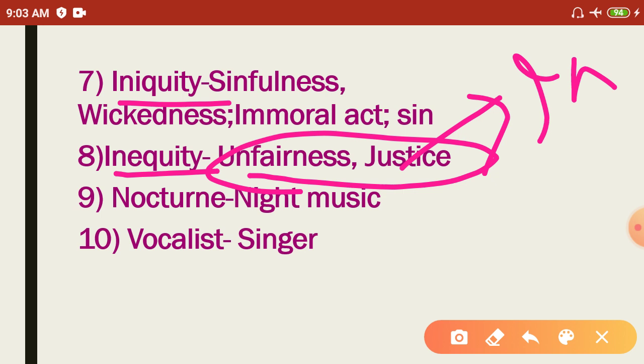Nocturne. When I say nocturne, it means what? Night music. Here we have nothing to understand, only have to remember that night music is known as nocturne. And vocalist, obviously, it is the singer. Vocal is the root word, and vocalist means singer.